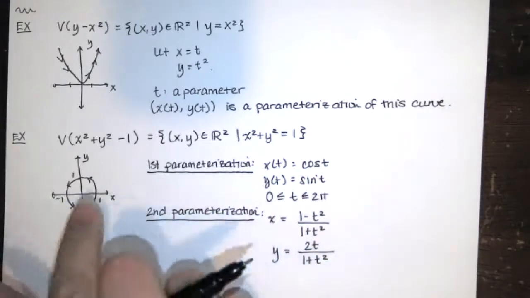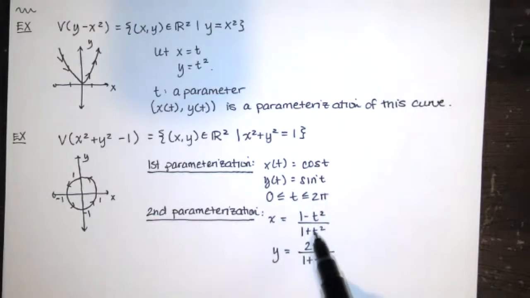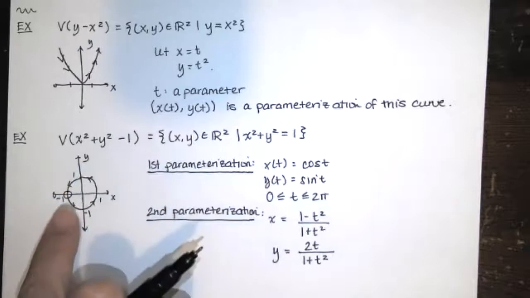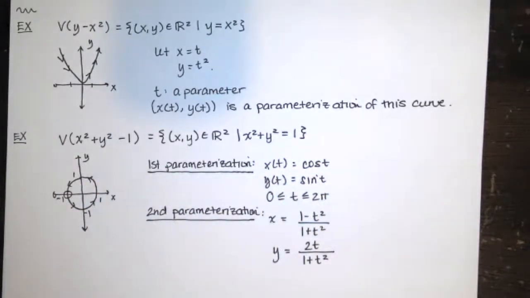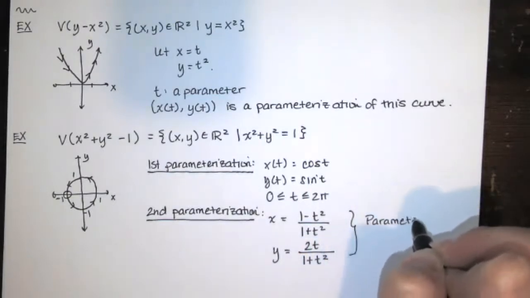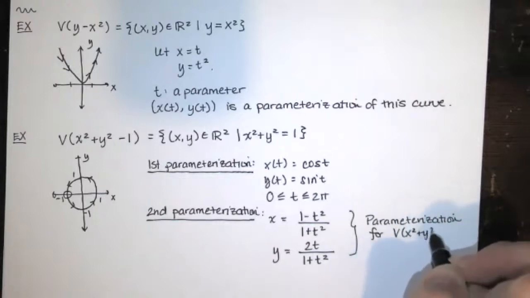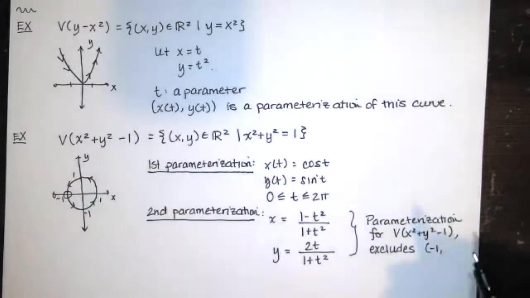Now, this turns out to not trace out the entire circle. This x value will never equal -1. There's no t value that we can substitute here so that this ratio is going to be -1. It's just not possible. We're never going to get this point, that point there on the circle, in the parameterization given here. But with this parameterization, we can get all the points on the circle. So this is a parameterization for the circle, but it happens to exclude the point x equals -1, y equals 0.